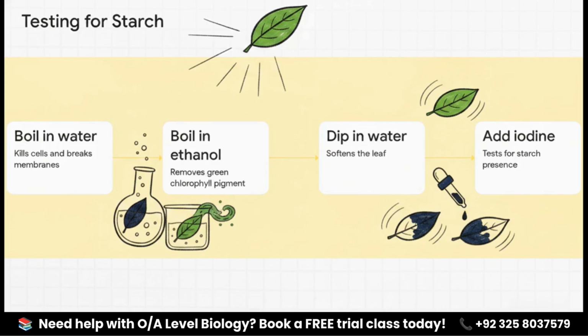You have to follow these steps. And please pay super close attention to step 2. It is a classic exam trap. First, you boil the leaf in water to kill the cells and break down the membranes. Second, you absolutely must boil the leaf in ethanol. Why? To strip out the green chlorophyll pigment. If you don't remove that green color, you will literally never be able to see the color change of the iodine later on. It'll just be a dark mess. After the ethanol, you soften it in water, and finally add your iodine drops.